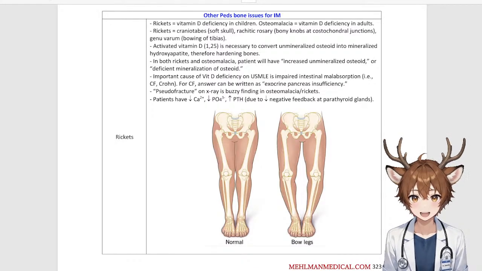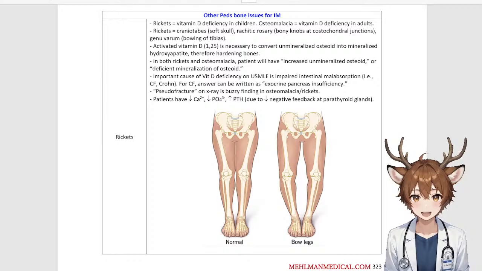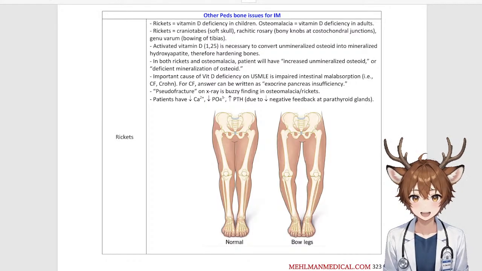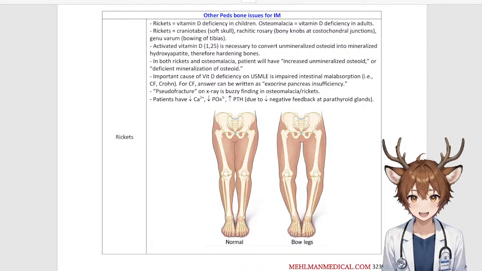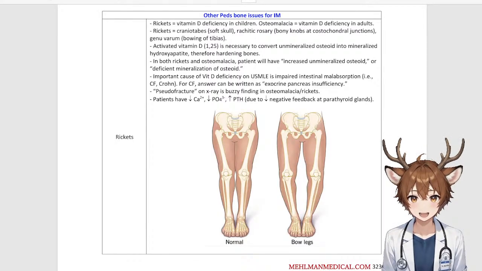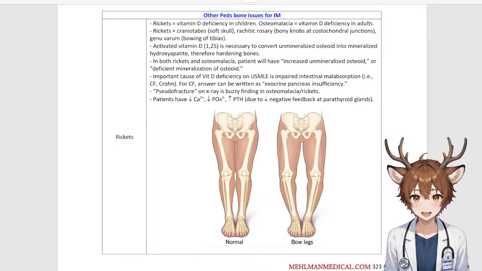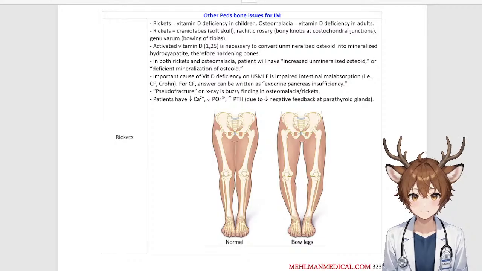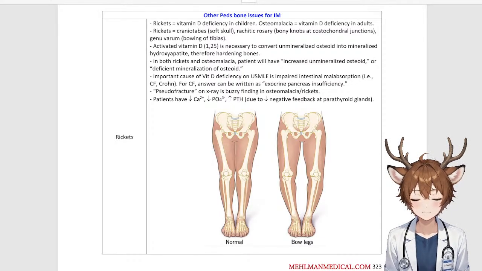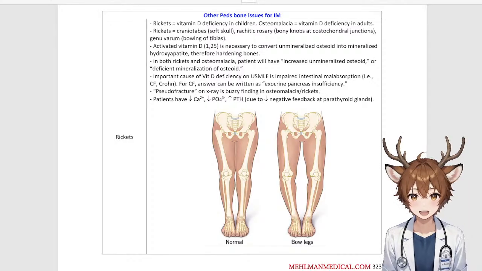Activated vitamin D, 1,25, is necessary to convert the unmineralized osteoid into mineralized hydroxyapatite, therefore hardening of bones. In both rickets and osteomalacia, patients will have an increased unmineralized osteoid or deficient mineralization of osteoid. Important cause of vitamin D deficiency in USMLE is impaired intestinal malabsorption, that is to say, let's say cystic fibrosis or Crohn's disease, where they have malabsorption of basically vitamin D.